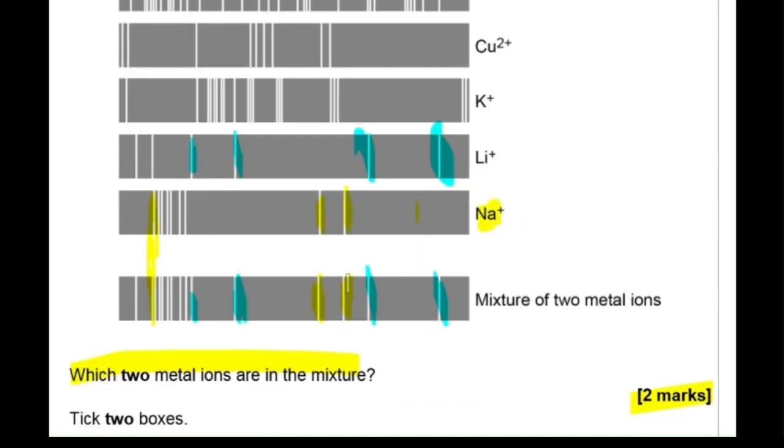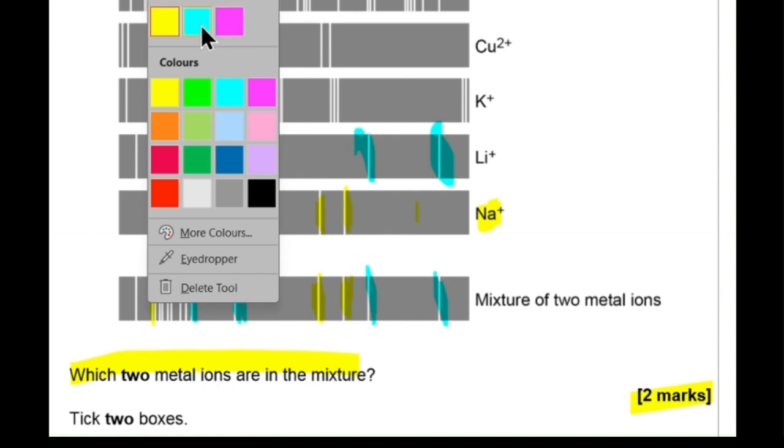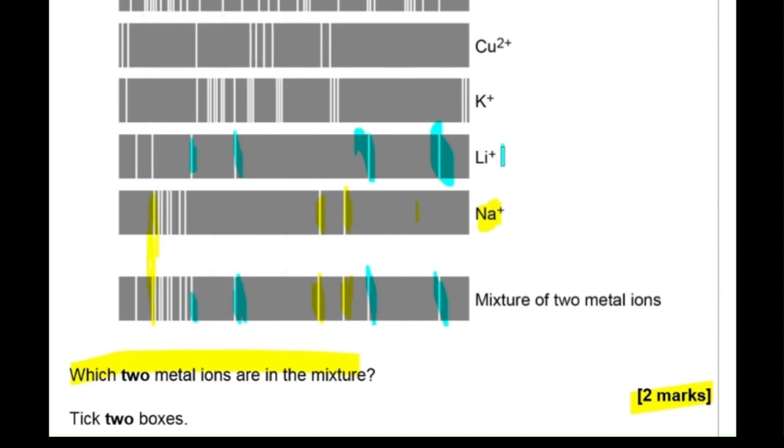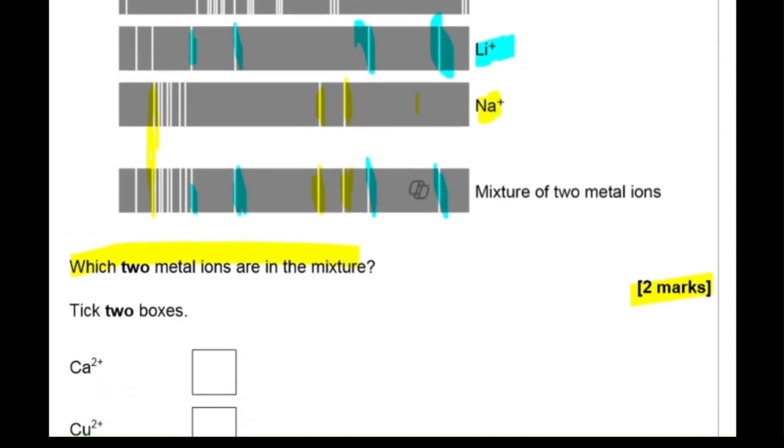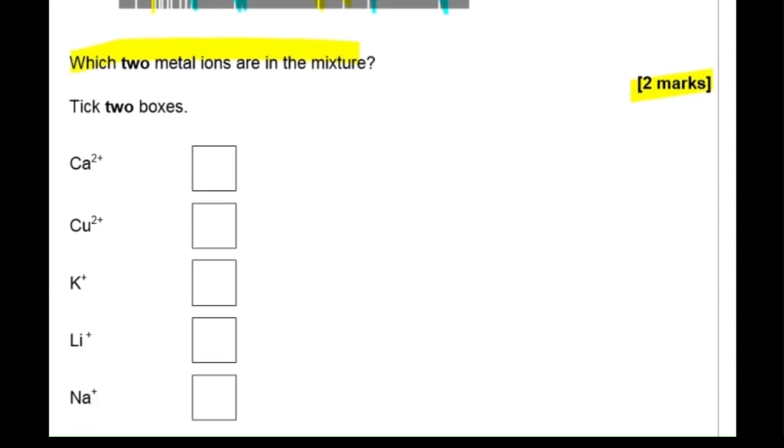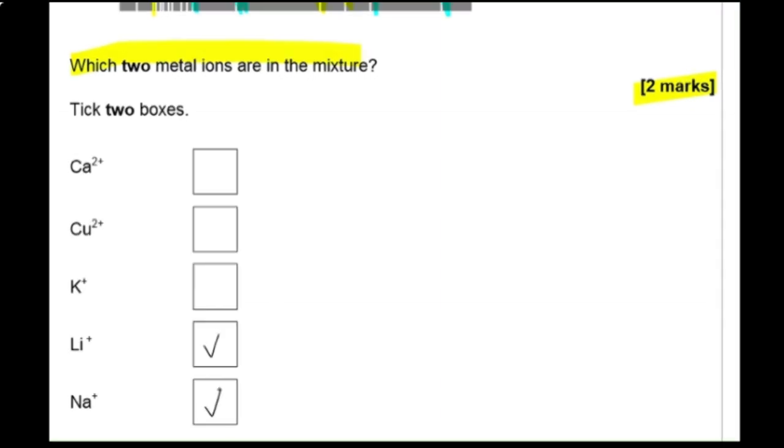So we need to compare the mixture of the 2 metal ions with the spectrum above. And we can see, if you look at the yellow spectral lines, there are common lines between sodium and the 2 metal ions. And then if you look at the green turquoise highlighted ones, there are common spectral lines with lithium. So we can assume that the mixture of 2 metal ions contains lithium plus iron and sodium plus iron.